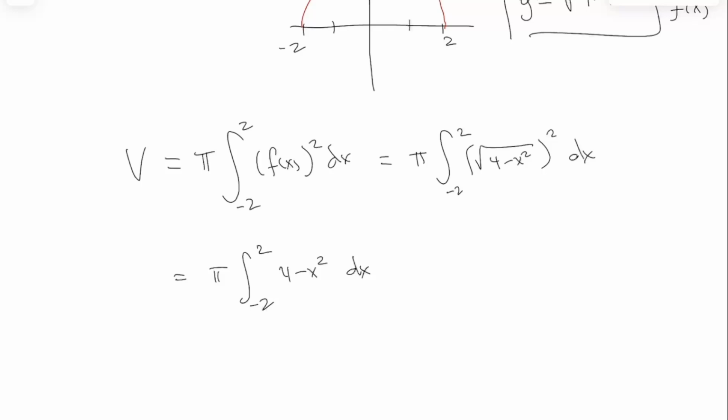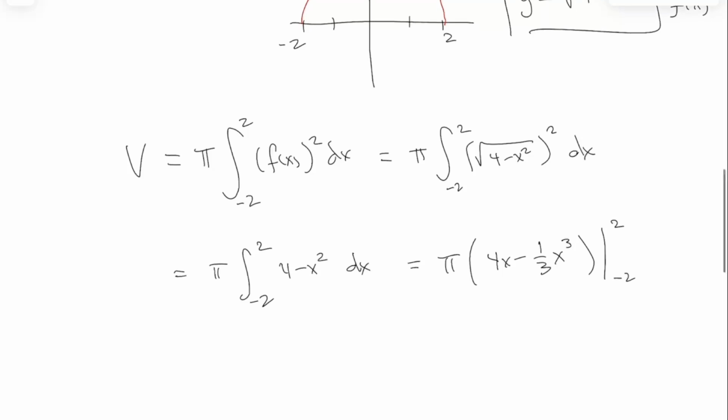You do the antiderivative as we do. So I go pi, pi is at the beginning. And then the antiderivative. Somebody want to shout it out? 4x minus 1/3 x to the third. Excellent. 4x minus 1/3 x cubed. Great. And then I need to evaluate at 2 and -2.